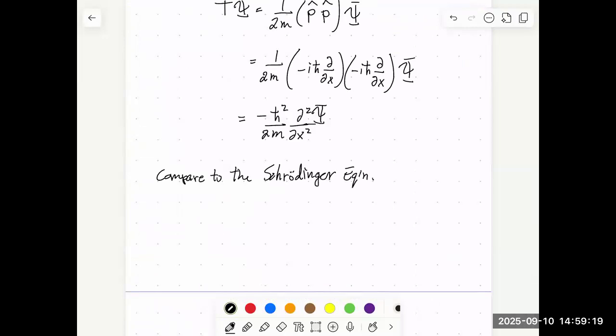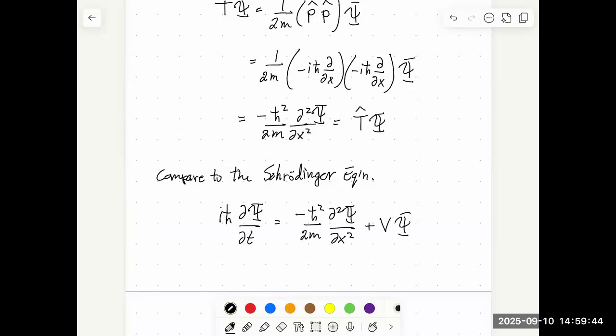So the Schrodinger equation was iħ ∂Φ/∂t on the left-hand side. But on the right-hand side, we had minus ħ² over 2m ∂²Φ/∂x² plus VΦ. And so now what we're saying is that if I take my kinetic energy operator and act on the wave function, it's exactly equal to this.